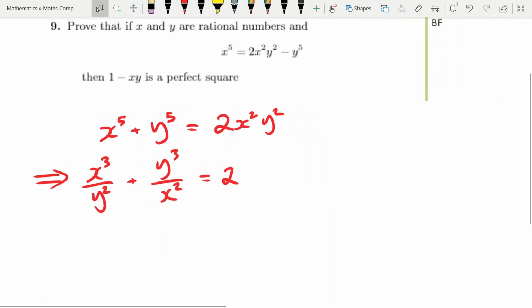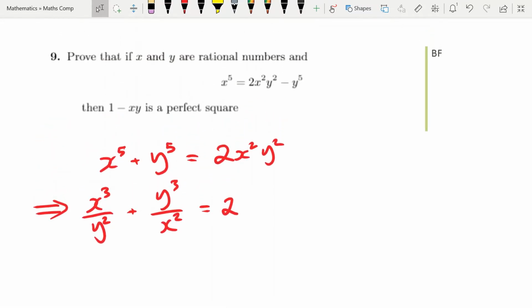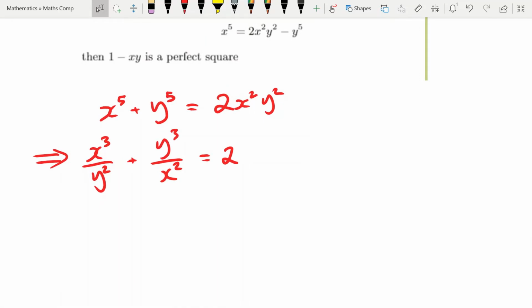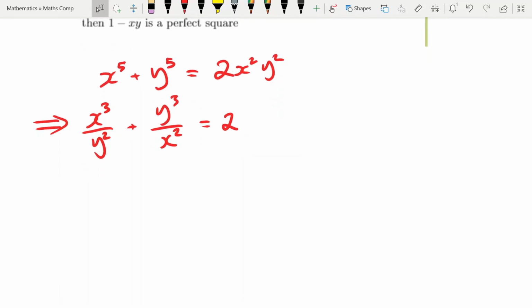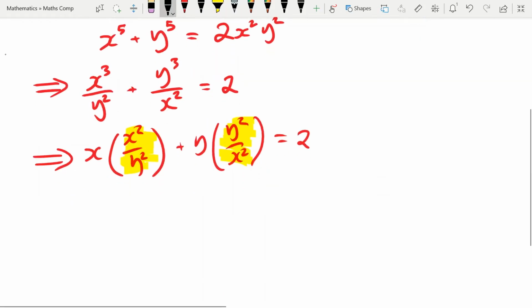Notice this equation and the original one is symmetric around x and y, so you can swap out x and y and they'll be the same thing. So these are symmetric, and we can factor out an x to make this x squared over y squared, and we can factor out a y to make this y squared over x squared equals 2. So these two terms here are very similar. One is the reciprocal of the other.